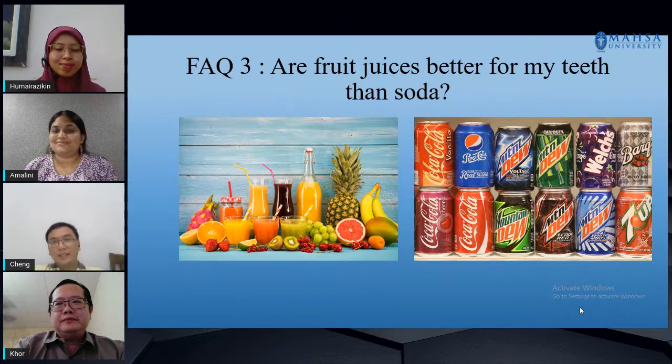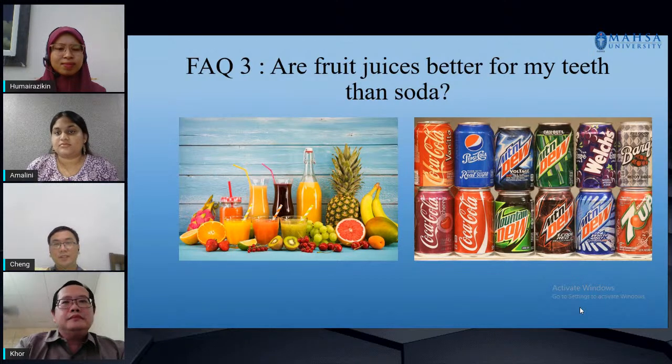Hi. Okay, yeah. Actually, many patients tend to believe that fruit juice is healthier than soda. But when we come to talking about the teeth and our dental health, it's not really so, because fruit juice like grape juice and tomato juice are as acidic as most sodas, which is quite acidic, with a pH of 2.5 to 3.5.